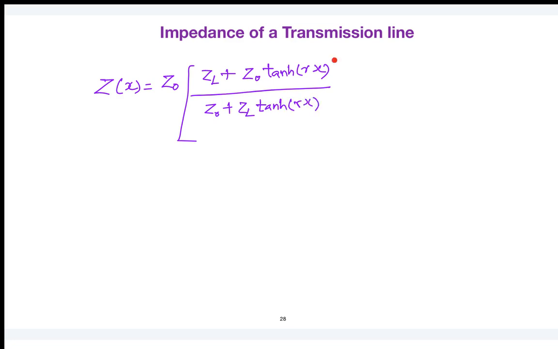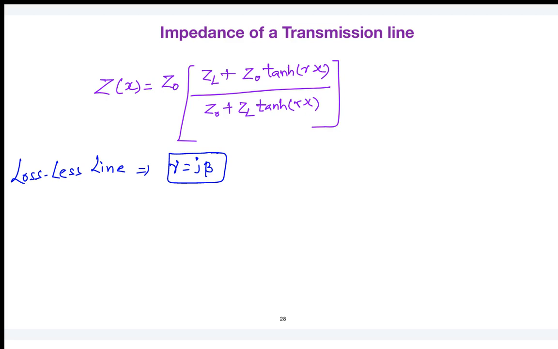Okay, now we will confine our discussion only to the lossless line. So let us concentrate only on the lossless line. When I say lossless line, you know that gamma can be written as j beta, because your attenuation will be 0. Ideally speaking, gamma is equal to alpha plus j beta, and when I say lossless line, your alpha value will be exactly equal to 0. So gamma equals j beta.